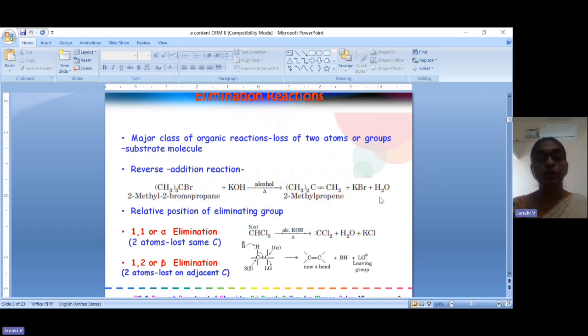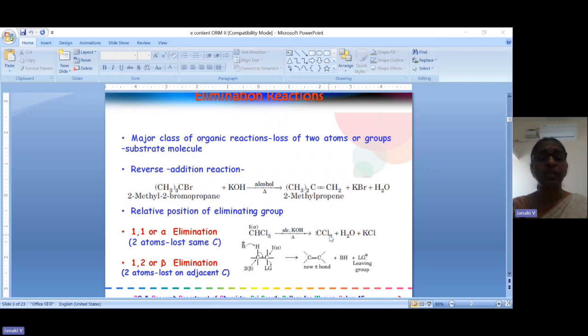For example, in chloroform, CHCl3, the hydrogen as well as the Cl are lost, that is dehydrochlorination occurs, and it results in the formation of dichlorocarbene plus H2O and then KCl as a byproduct.